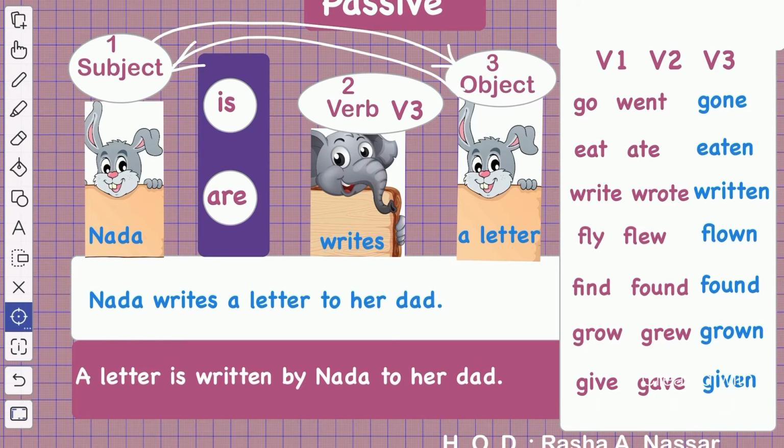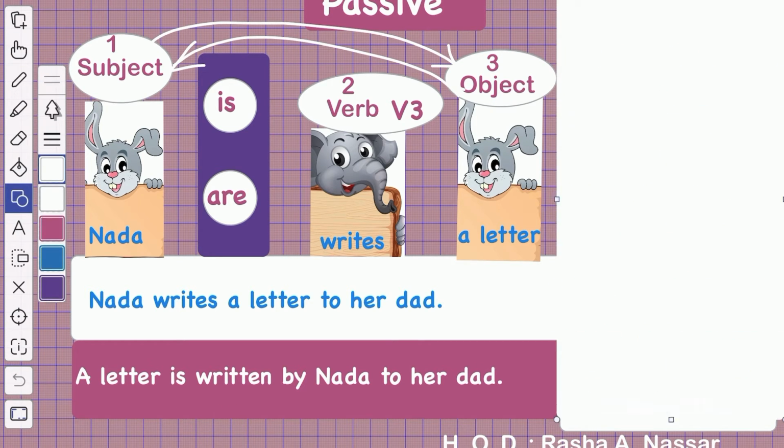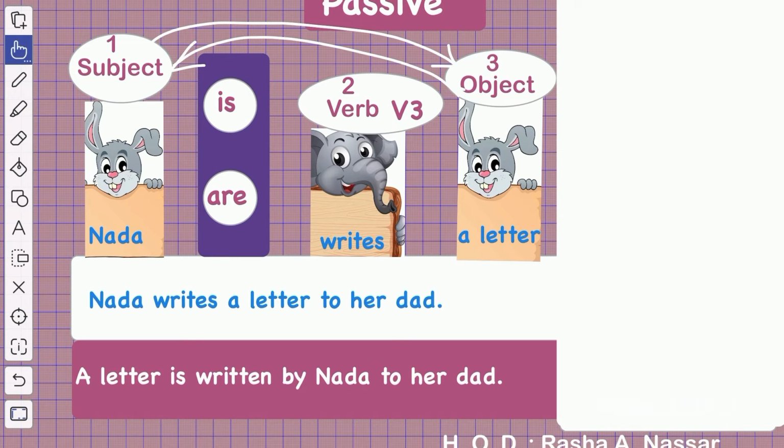Here we write V3, written. So we will write written after choosing is. And step number 4 is what? Step number 4 is to write the preposition by.